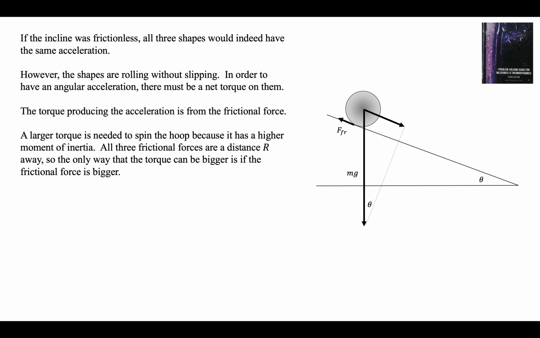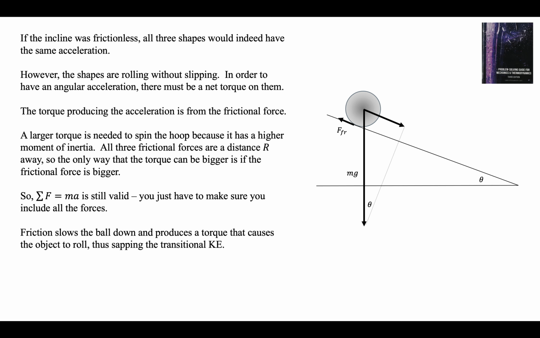A larger torque is needed to spin the hoop because it's harder to spin the hoop. It has a higher inertia. So the frictional force on the hoop is bigger up the plane. So the net force down the plane is mg sine theta minus the frictional force. The bigger the frictional force, the less the acceleration. F equals ma is still valid. You just have to include all the forces. And there's a frictional force there. If there was no frictional force, they wouldn't spin.